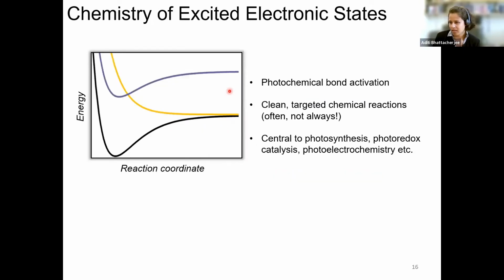Okay. And for the last 4 or 5 years, I have been looking at the chemistry of excited electronic states. I think this is a great way of performing photochemical bond activation. I've been working in the areas of simple unimolecular ring-opening types of reactions, all the way to complex sequential multi-step photocatalytic redox, photoredox reactions in solution. And the main motivation is that clean, targeted chemical reactions can be achieved, and that this is central to a number of fields, including photosynthesis, photoredox catalysis, and photoelectrochemistry.